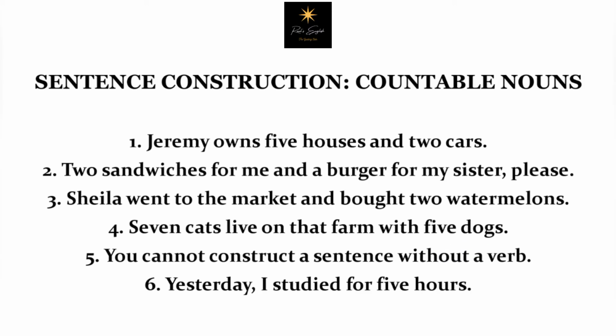Number 1, Jeremy owns 5 houses and 2 cars. So there we have 2 countable nouns in their plural form. So 5 houses. How many houses does Jeremy own? 5. How many cars does he possess? 2.